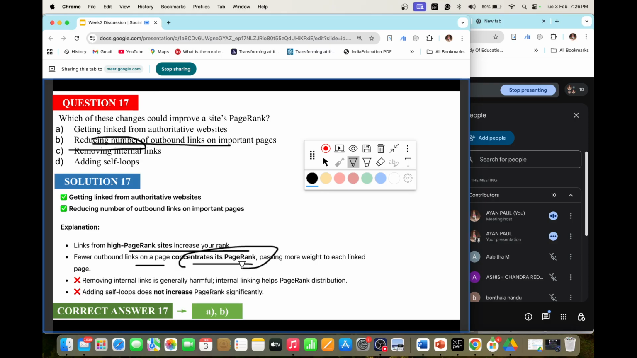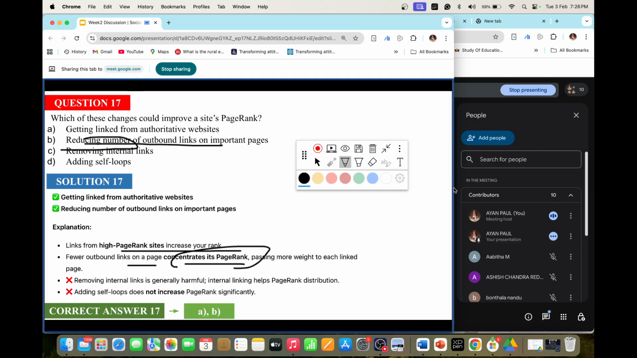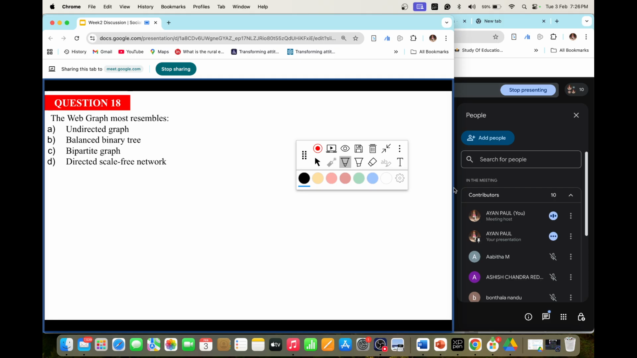Okay, so again, I think the PageRank theory should be given to you as quickly as possible, so that you can understand it better. I hope PageRank will be discussed sooner, so you can get more details. Option A as well as option B is the correct answer. Next question: the web graph most resembles an undirected graph, a balanced binary tree, a bipartite graph, or a directed scale-free network.